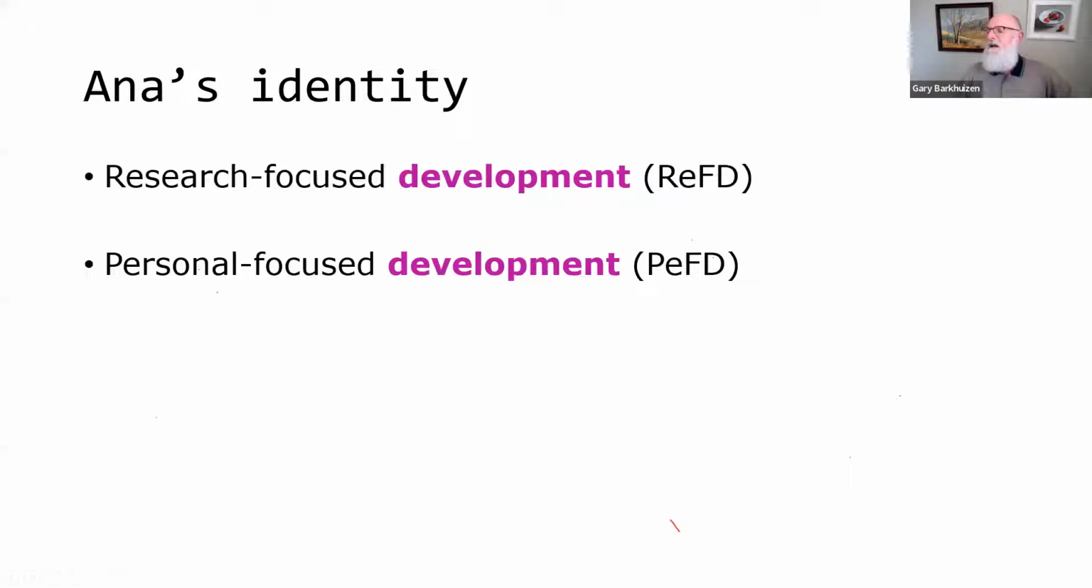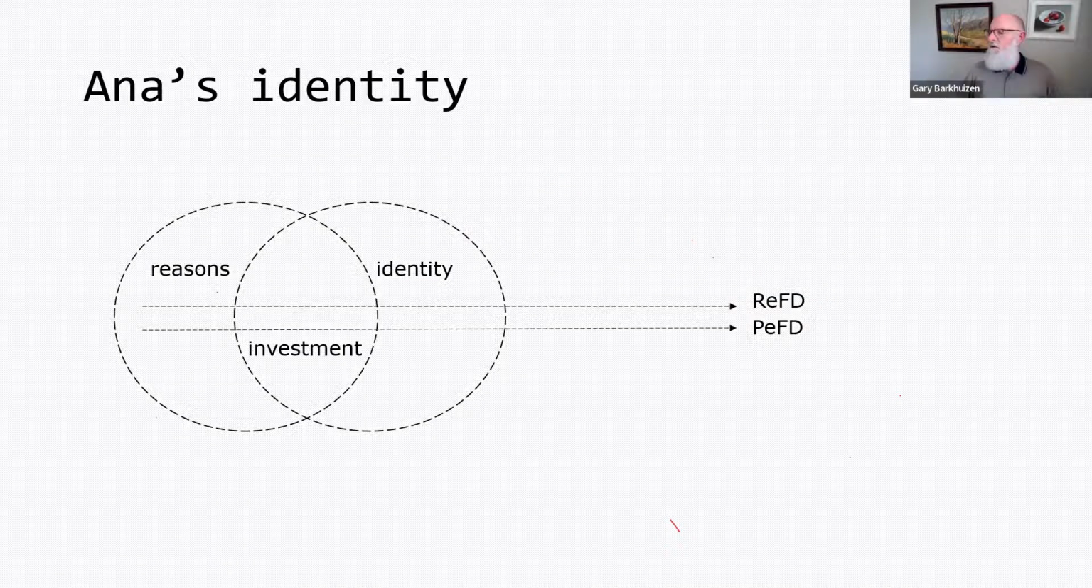For Anna, it's research-focused development. She wants to develop her research, but it's also personal development, by getting the job by doing the PhD, she's going to be developing herself as well. There's going to be an aspect of her personal development here as well. So here we've got, just going back to the arrows, research-focused development and personal-focused development.